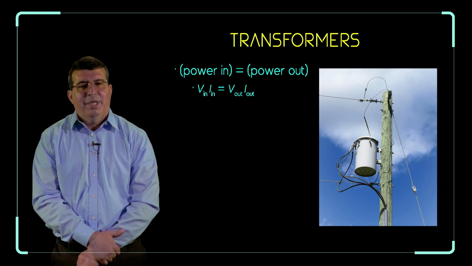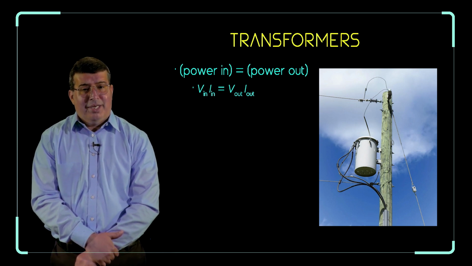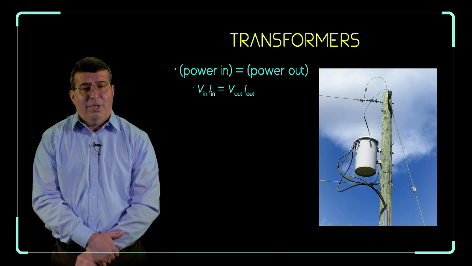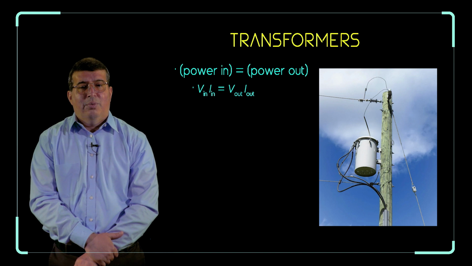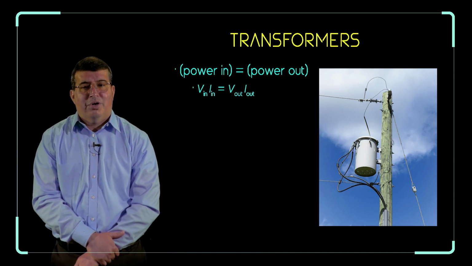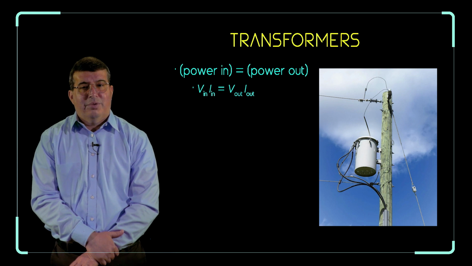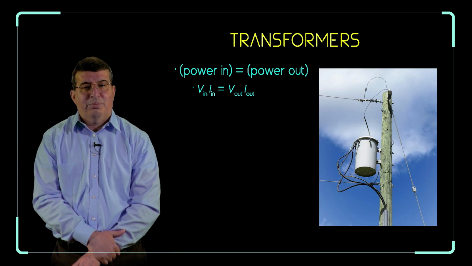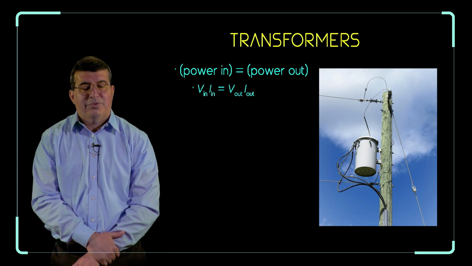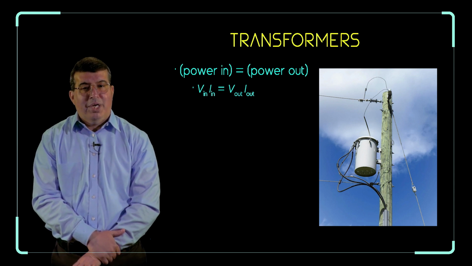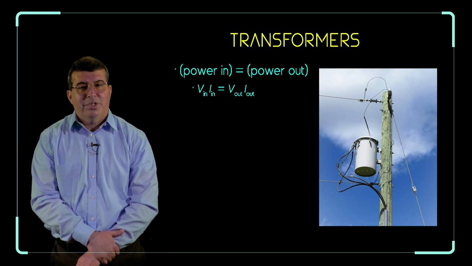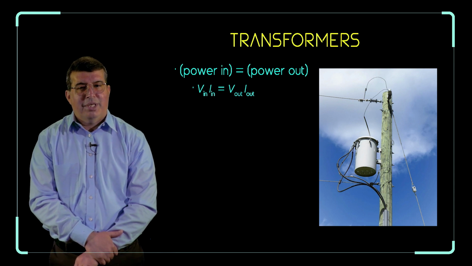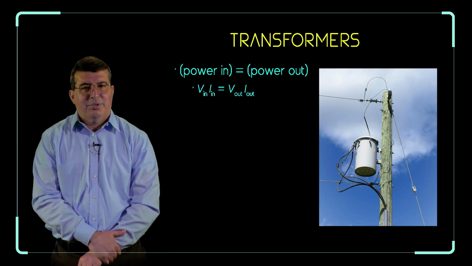So a transformer is kind of like a simple machine, and a simple machine didn't increase your work, but it did trade off between force and distance. Well, a transformer is a simple machine that trades off between voltage and current. So the electrical power going into a transformer is equal to the electrical power going out of a transformer. But that can mean a trade-off between voltage and current. Power in equals power out gives us the equation that voltage in times current in equals voltage out times current out.